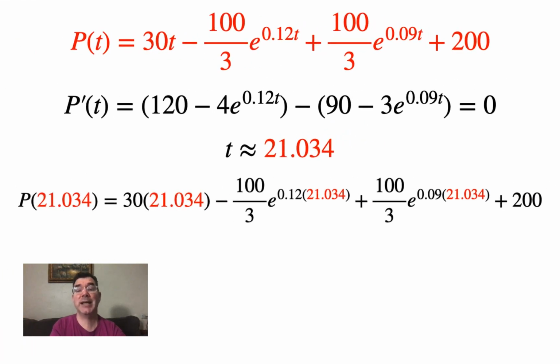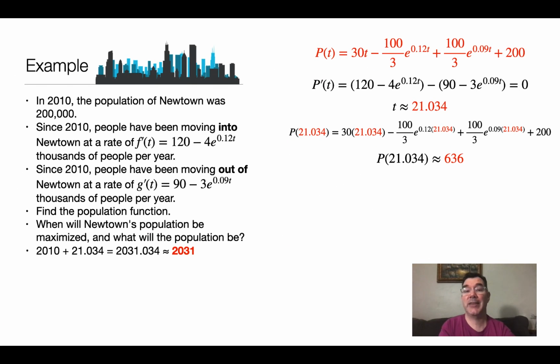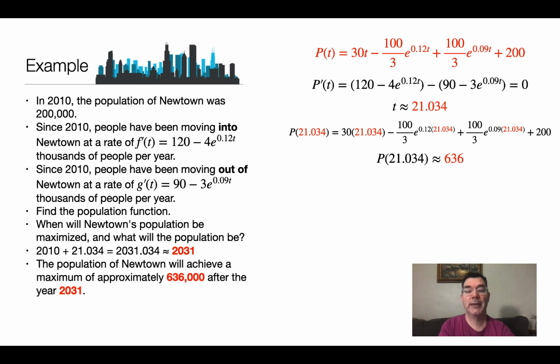The population at that time is just going to be my population function with that value of t plugged in, and that gives me 636. Now, since population is expressed in thousands of people, then the population will be 636,000 after the year 2031.